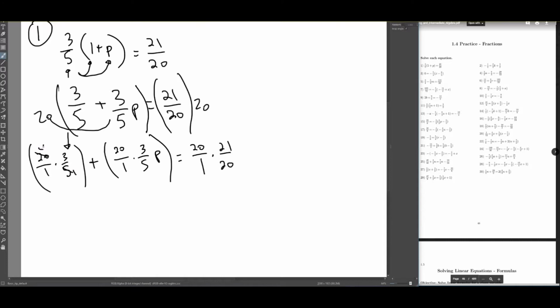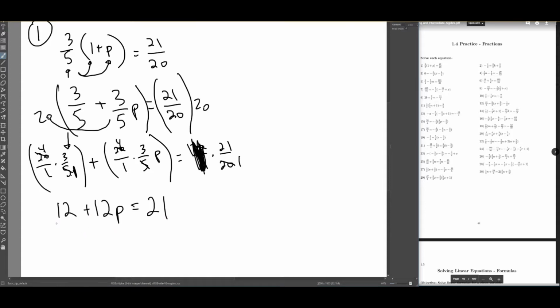So let's do some cross multiplication to get rid of these fractions. 20 divided by 5 equals 4. 20 divided by 5 equals 4. 20 divided by 20 equals 1, so 1 over 1 equals just 1. Let's put a big fat 1 here. 4 times 3 equals 12. Remember, this is 1 now, so 1 times 1, we don't care. 4 times 3 times p equals 12p. So plus 12p equals 21 over 1, which equals 21.